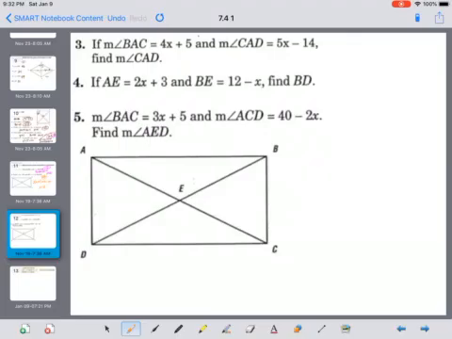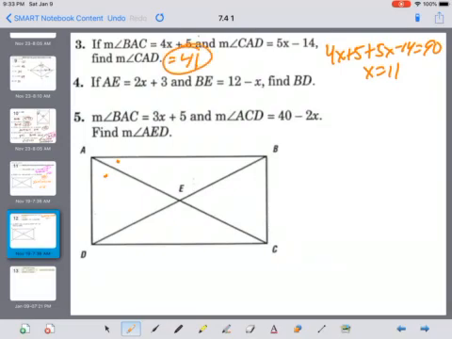Same thing here for 3, 4, and 5, finishing up with a rectangle. BAC and CAD together would form the right angle, so I need to add them up and set it equal to 90. I would get x equals 11, and then when I plug that in, I'll get CAD is 41.